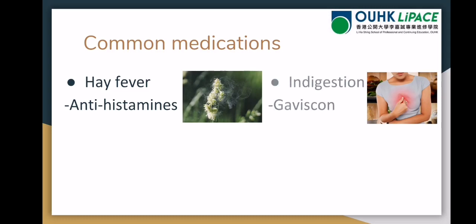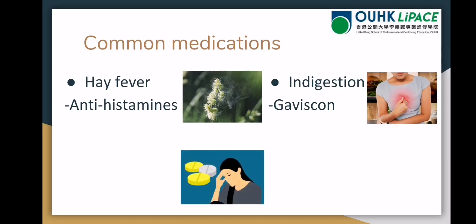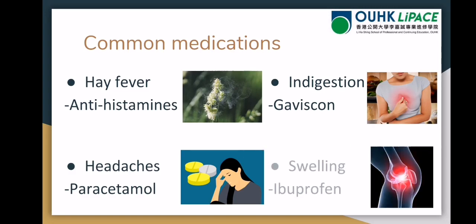Next we have indigestion. So this is when you get a burning sensation in your stomach or in your chest. And there's one particular drug called Gaviscon that is very popular here. Next we have headaches or migraines, and a very popular common drug is paracetamol. And lastly we have swelling. So this can be for any sort of joint pain. Maybe you fell and hurt your ankle or your knee and it's now swollen and gotten big and sore. So you can take a drug like ibuprofen, and this will help reduce the swelling and help your knee get better.